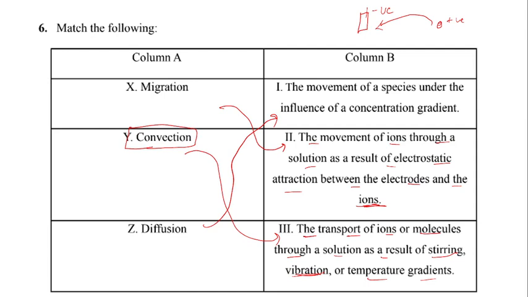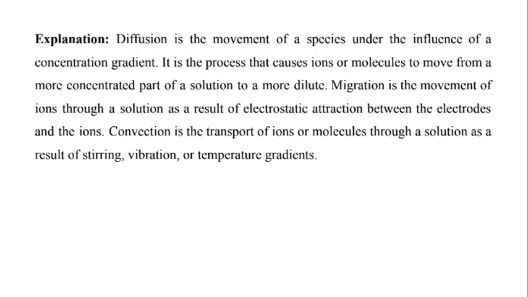Is it clear? Are these three phenomena clear now? Okay. So I will read this statement. Diffusion is a movement of species under the influence of concentration gradient. I have already explained what concentration gradient is, delta C upon delta X, changing concentration with respect to distance.